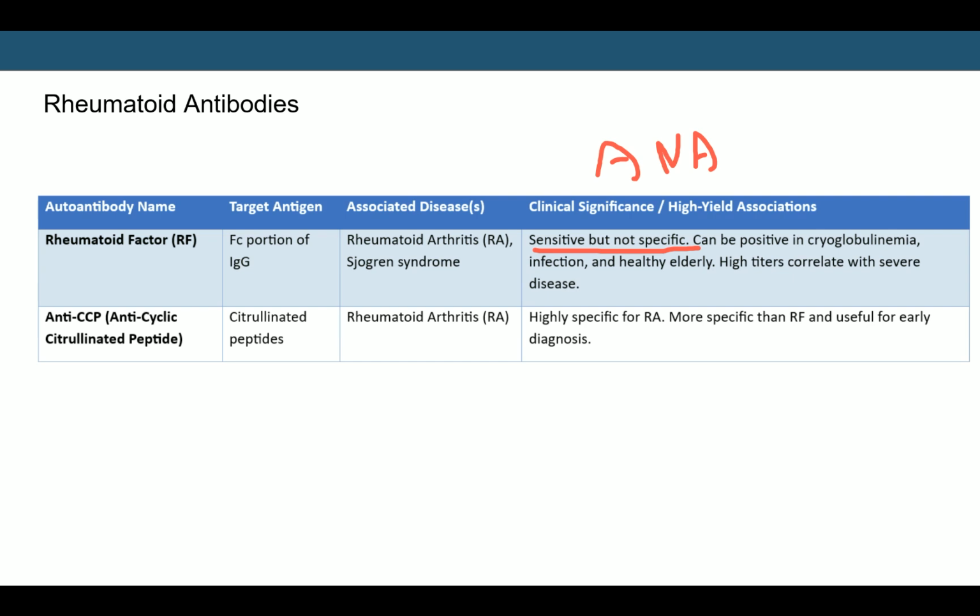So kind of like SLE, where we had anti-nuclear antibodies which were sensitive but not specific, here we have rheumatoid factor. The specific ones for SLE were anti-Smith and anti-double-stranded DNA, and here we have the anti-CCP, the anti-cyclic citrullinated peptide, for rheumatoid arthritis. It's more specific than rheumatoid factor, and it's useful for early diagnosis.